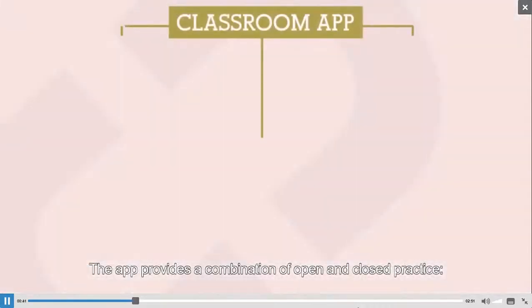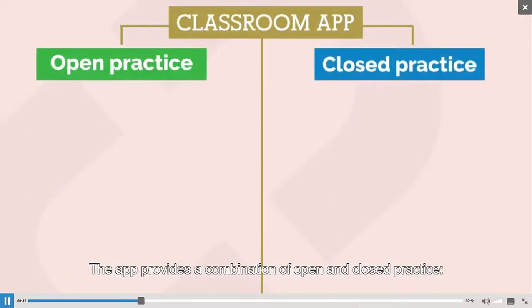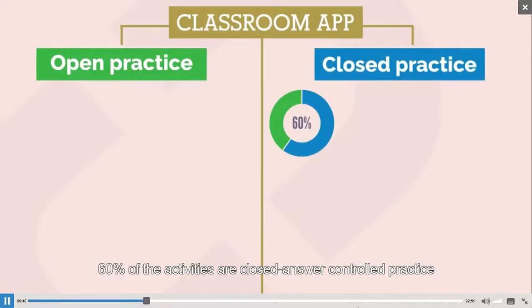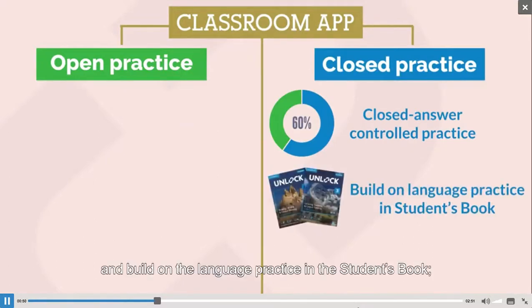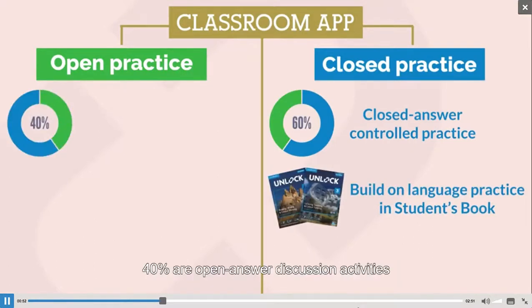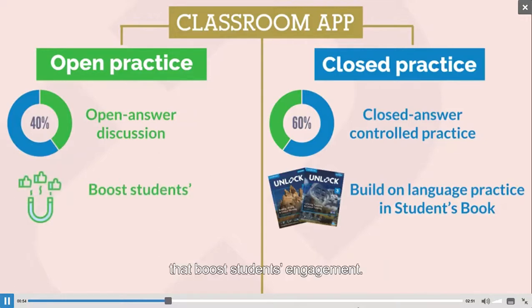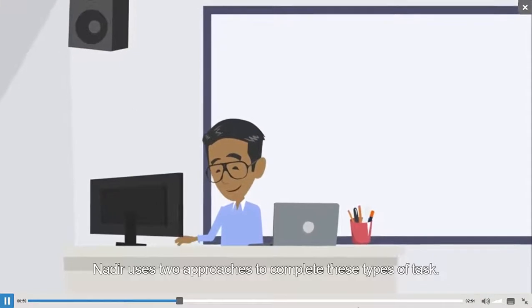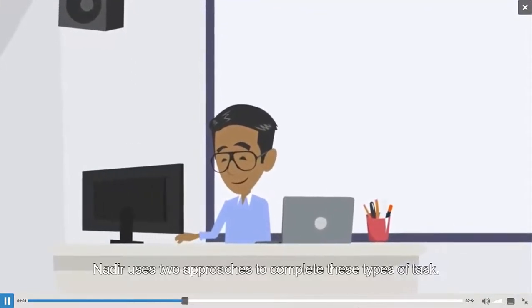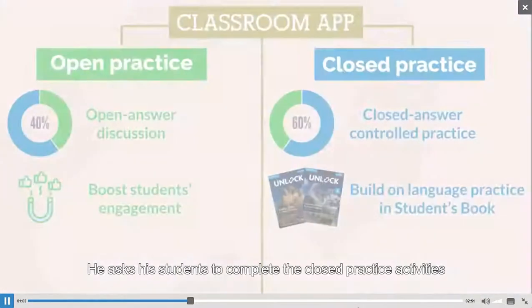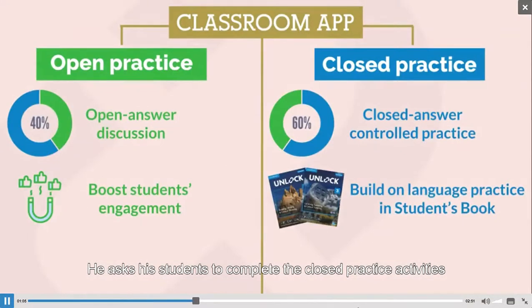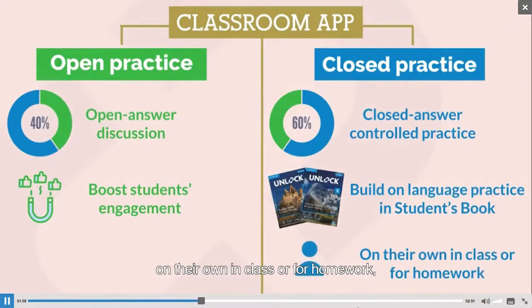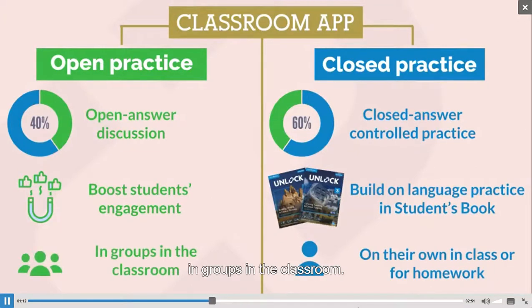The app provides a combination of open and closed practice. 60% of the activities are closed answer controlled practice and build on the language practice in the student's book. 40% are open answer discussion activities that boost students' engagement. As a general rule, Nadir uses 2 approaches to complete these types of tasks. He asks his students to complete the closed practice activities on their own in class or for homework, and the open discussion tasks in groups in the classroom.